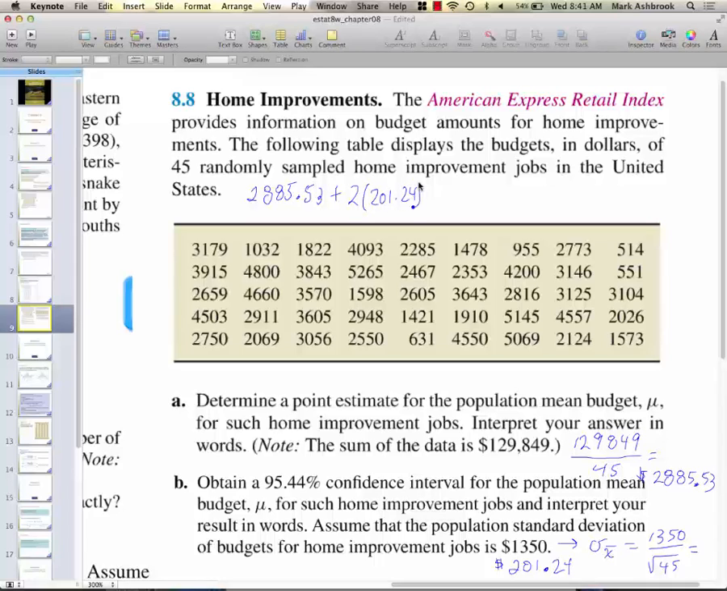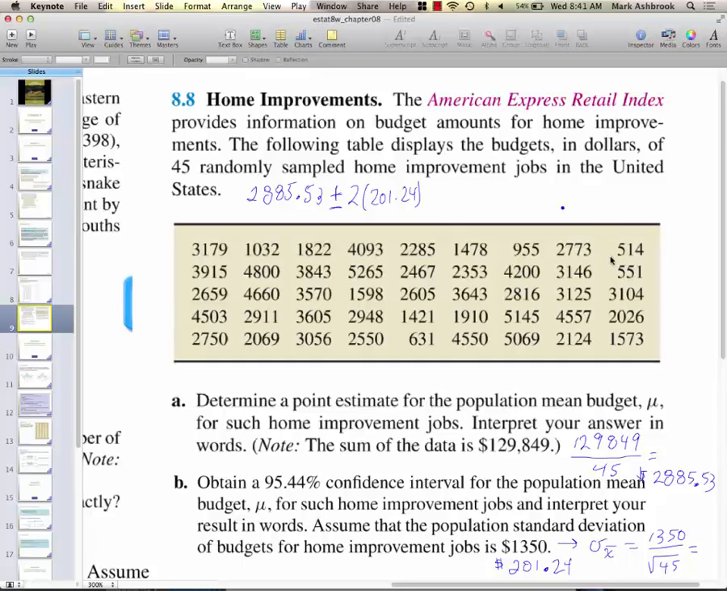201.24. I got slightly different than 201.24. I got 0.25 instead of 0.24. Okay, so that doesn't matter, that's 1 penny, right? If you're off by $10, then that's important, but off by 1 penny is just a rounding error.